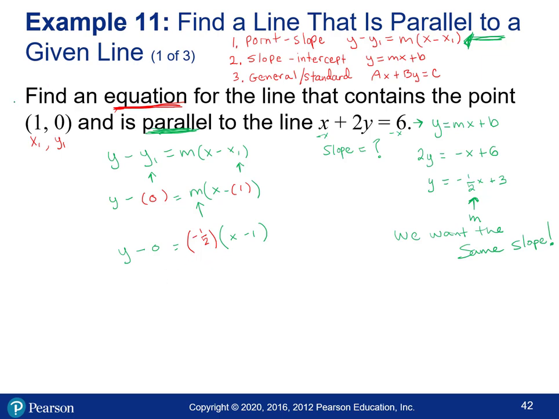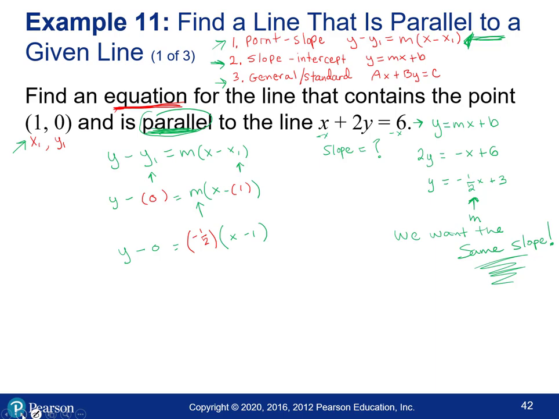So the point of this question, it was more of a problem-solving type question. We had to figure out how do we answer this. We had to first decide which form of our line we're going to use, 1, 2, or 3 here. We picked number 1. Then we had to recognize we had a point given, and that parallel to another line means we wanted the same slope.